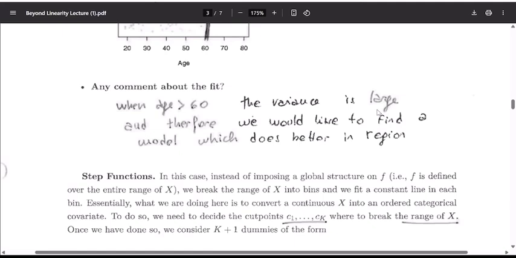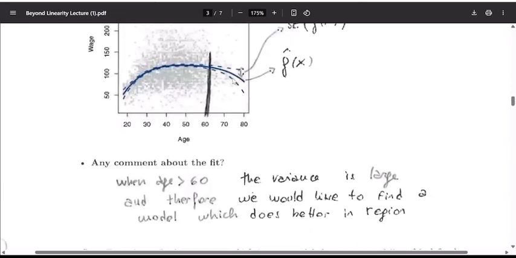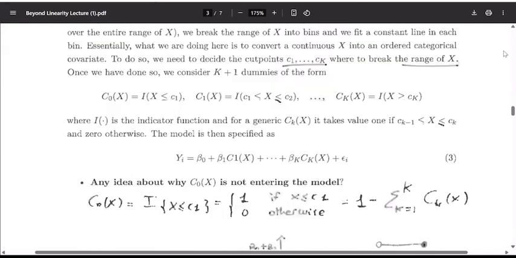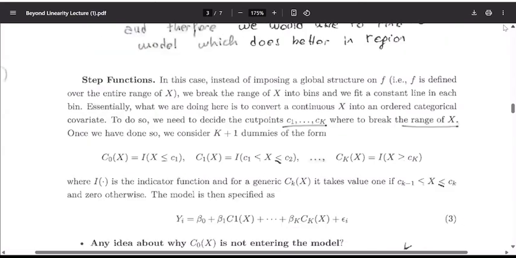Which means we need to identify a model that models that region perfectly. Because what we're seeing now is that even though the polynomial captures most of the curvature in the data set, at the edge there's an issue. Now, what can be done? There's another parametric procedure, which is going to be an intervention. The intervention now is what we call step functions.